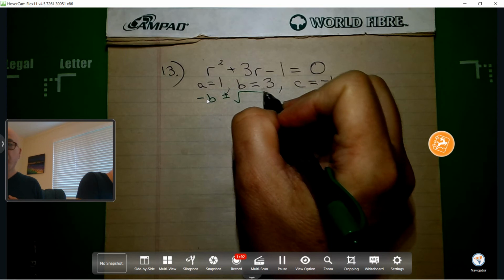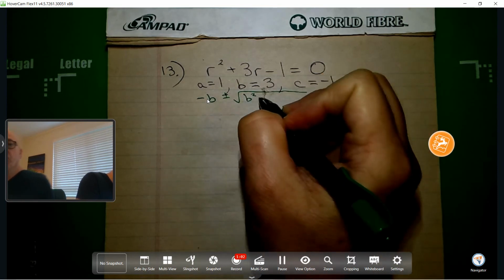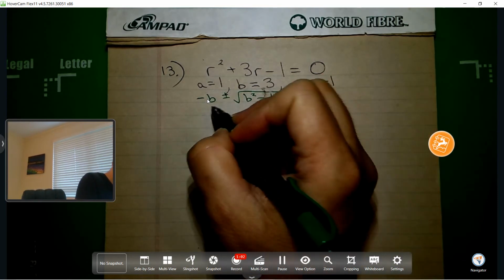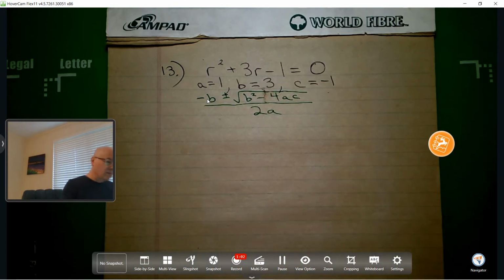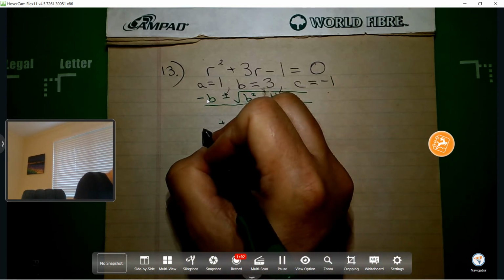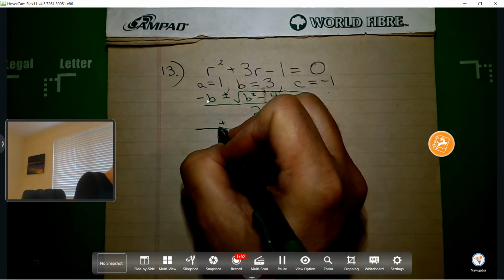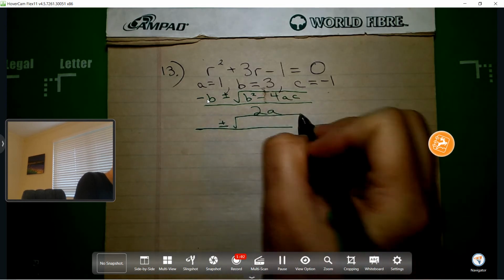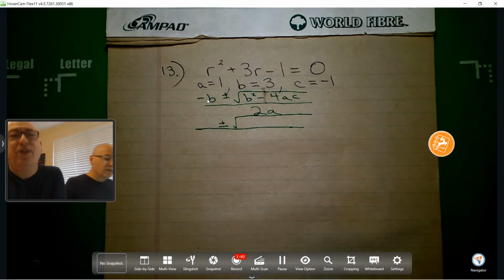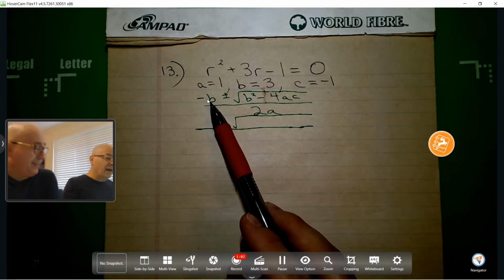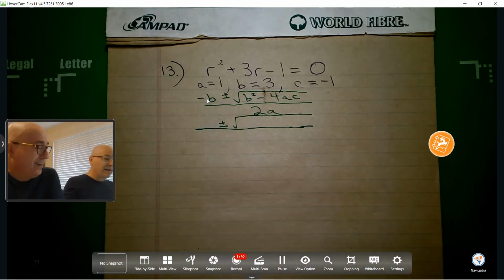Negative b plus or minus the square root of b squared minus 4ac, all over 2a. So we have a plus or minus. Let me write my big fraction bar and my plus or minus square root. I'm not going to put the little mark that ends the radical. It looks better with it because then you know that's the end of the radicand. Okay. I know it's the end and I don't need the mark.